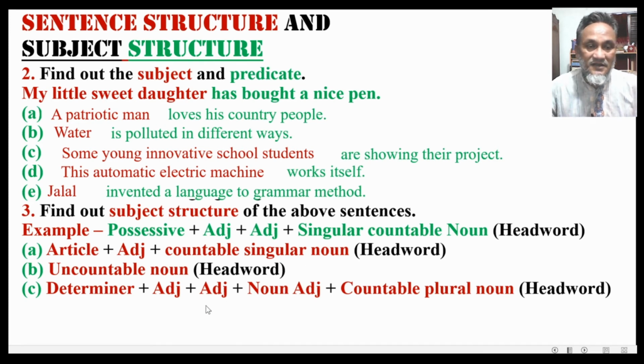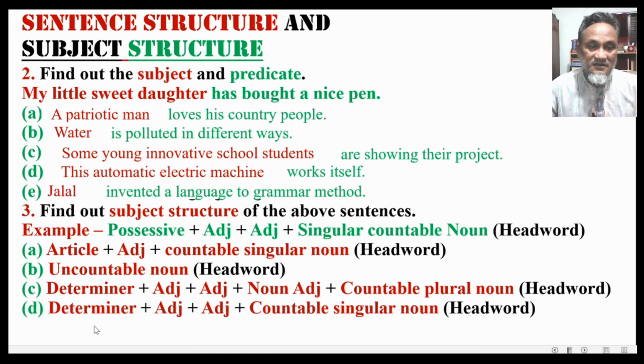And then number D: this is a determiner, an automatic is an adjective, then electric is an adjective, and machine is a singular countable noun, and it's the head word. It's a singular subject, that's why you add is after the verb. And then number E: Jalal, subject, invented, it's an uncountable noun and it's the head word.